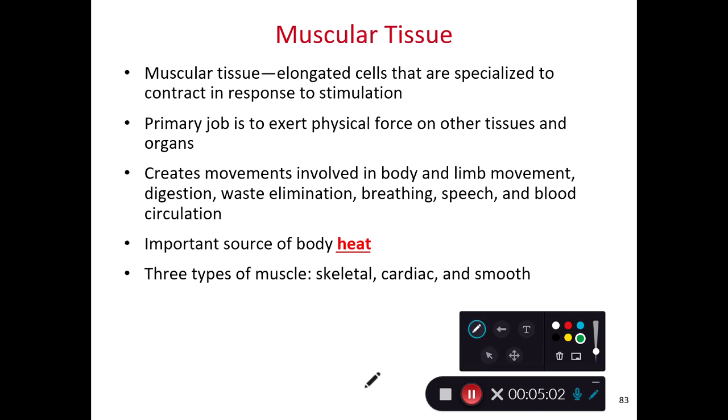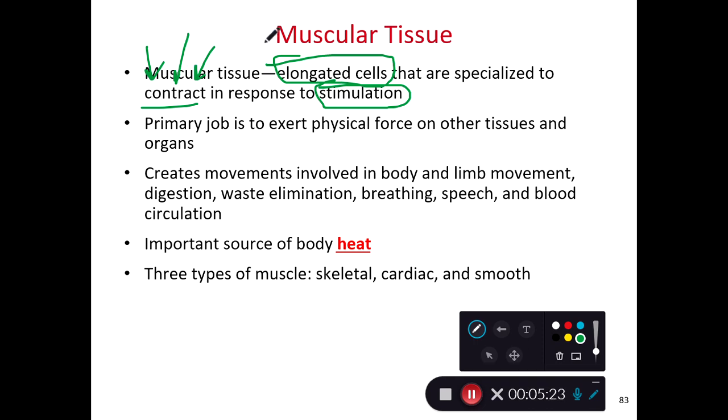Let's shift gears and focus on muscular tissue. Muscular tissue is going to have some elongated cells, which are going to be able to contract when they're exposed to some kind of electrical stimulation. And I need to emphasize they contract, they contract, they contract. They never push, they only pull.